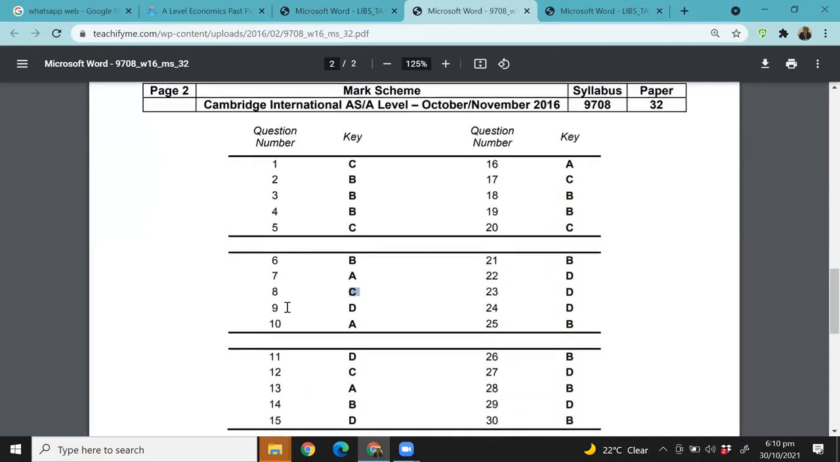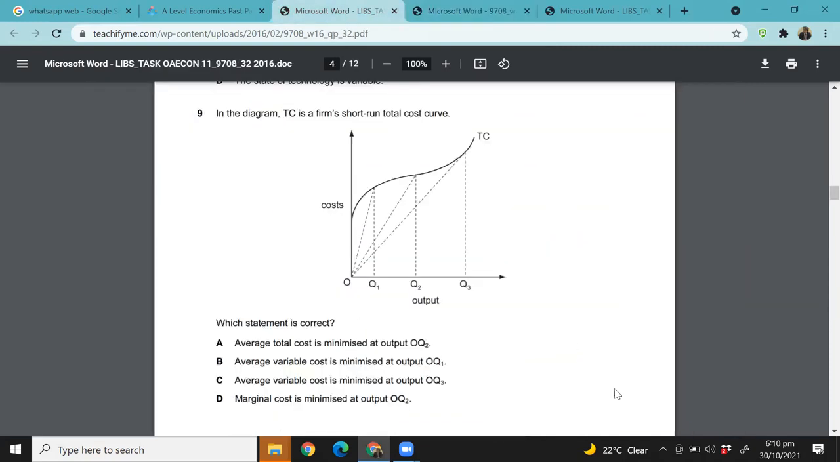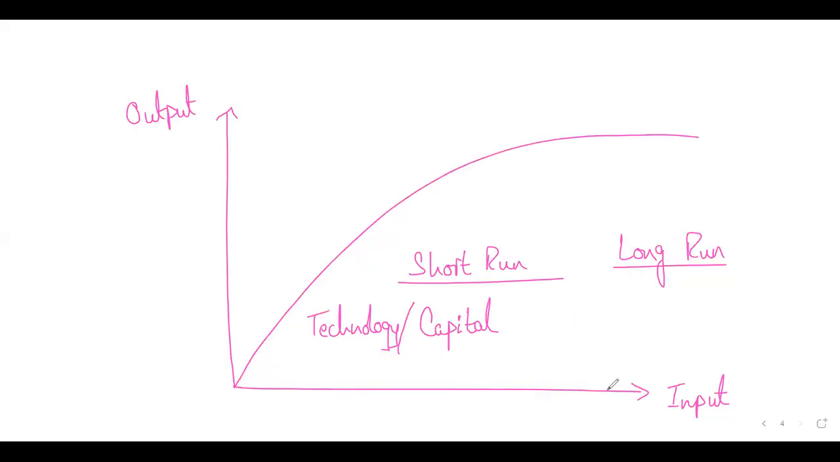And 9 is D. Let me explain this. Let me take it to the whiteboard. So have a look at this. What is average total cost? Average total cost is basically total cost divided by total output.